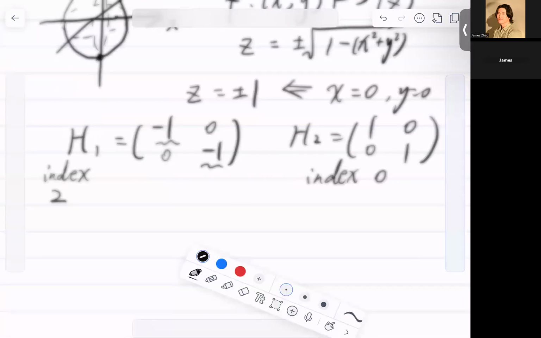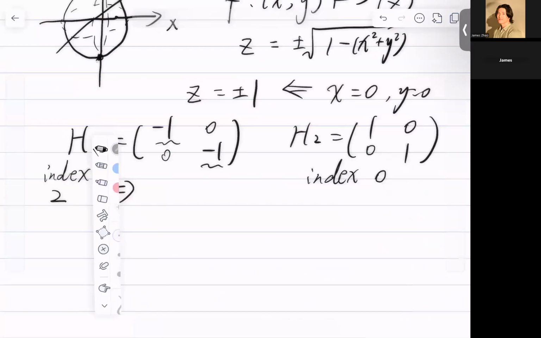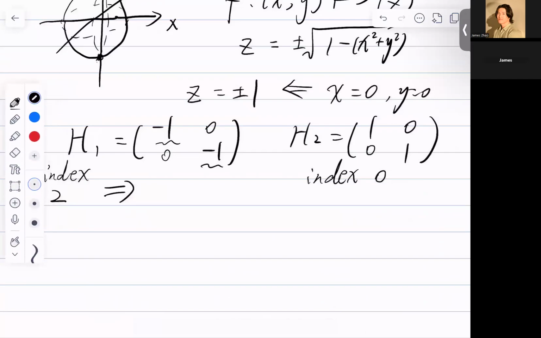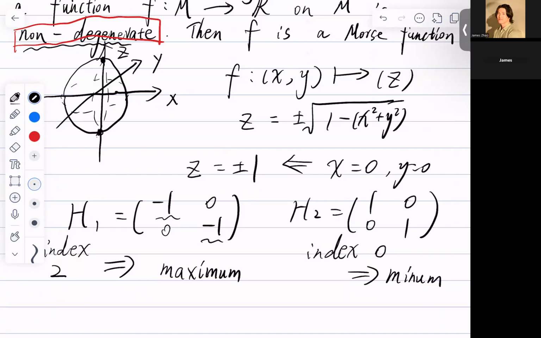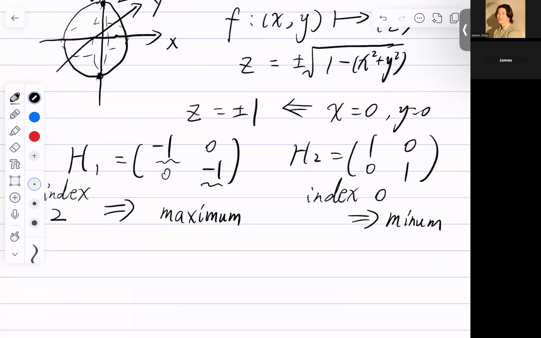So index 2 implies that we have a maximum here, and index 0 means we are at a minimum. Because our max dimension in our space is 2, we have already occupied all of our space with our index number. So if the index equals the dimension, then this is a maximum. Likewise, if we have an index of 0, then it has to be a minimum. And apparently I can't spell. Minimum. Spelling is important, guys.